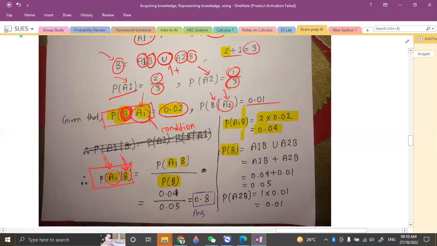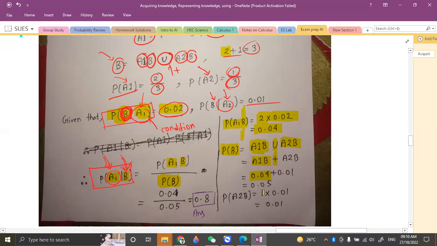Okay, so it will be A1B union A2B, because A1B means a truck needs to be repaired, then plus A2B means the car needs to be repaired. So now we can write down a plus sign instead of union. So we already got A1B, that is 0.04. And for A2B, you can also find A2B.